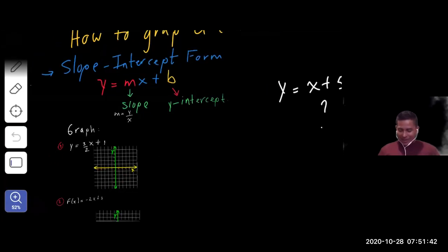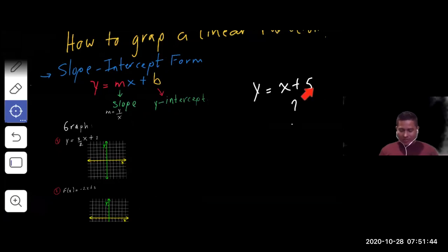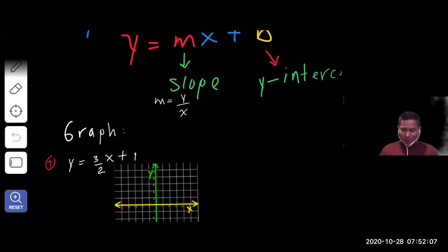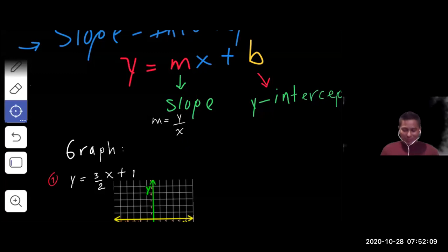Can someone tell me, given this function, what is the slope, guys? What is the slope? 1. The coefficient for x is 1. Excellent, 1. And what is the y-intercept for this function? Positive 5. Excellent, just that. But I'm going to try to work on that. Mister, what does this y over x mean? I'm going to explain that to you.